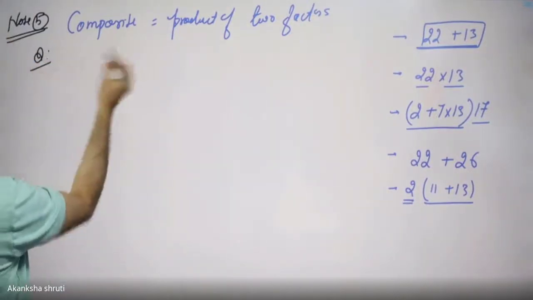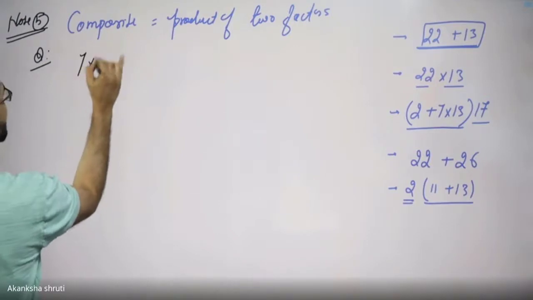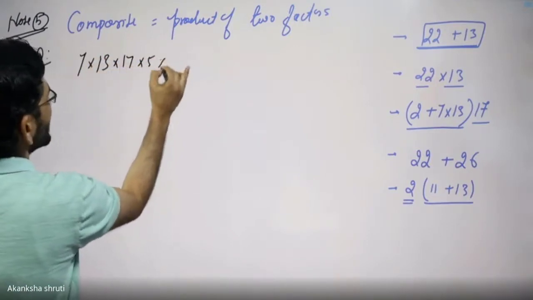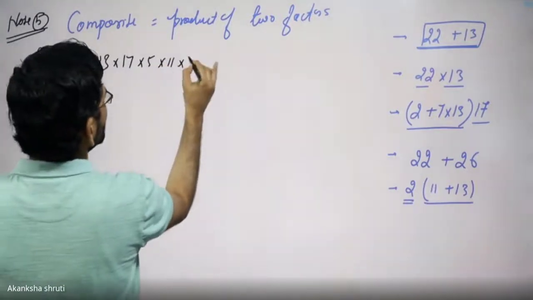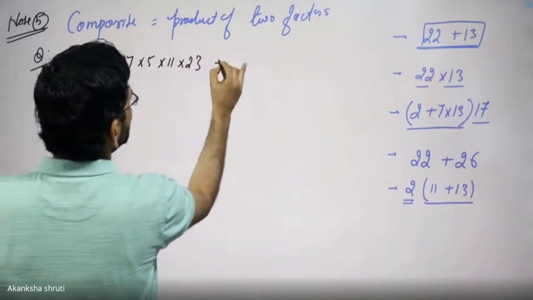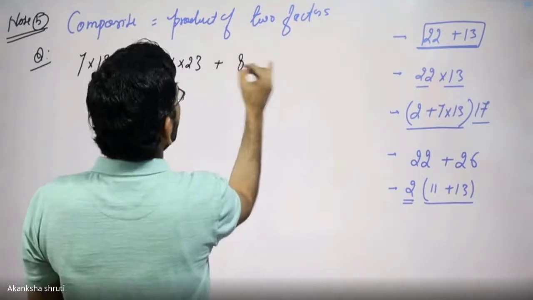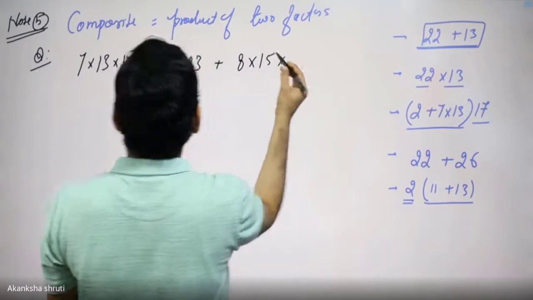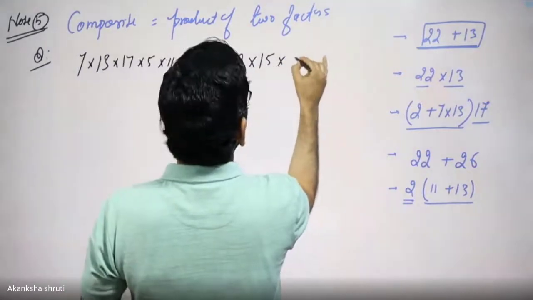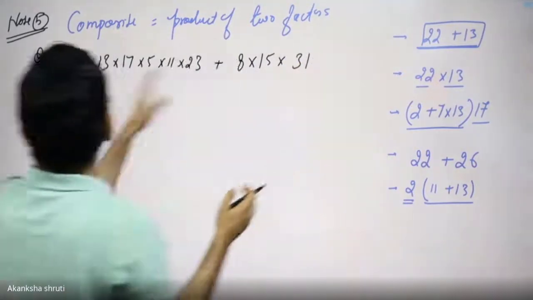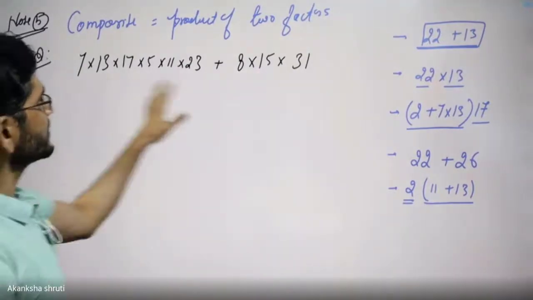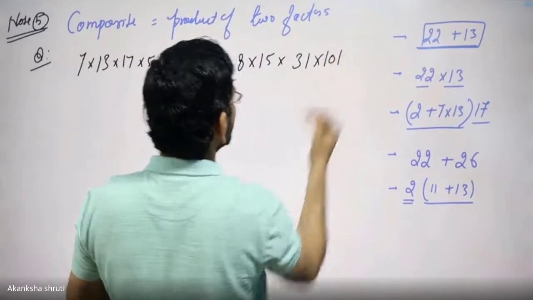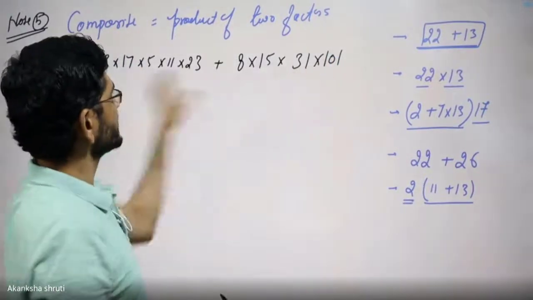You have to tell whether this number, say 7 into 13 into 17 into 5 into 11 into 23 plus 8 into 15 into 31 into 101, is composite or prime. Such a number is given. Even something more may be given. Now you have to check whether it is prime or composite.